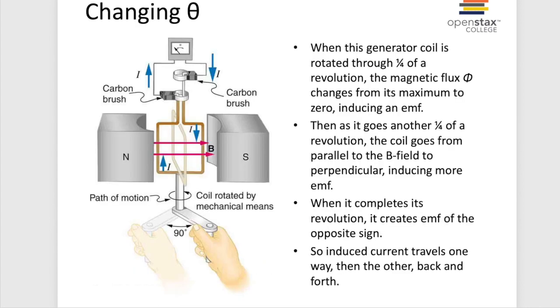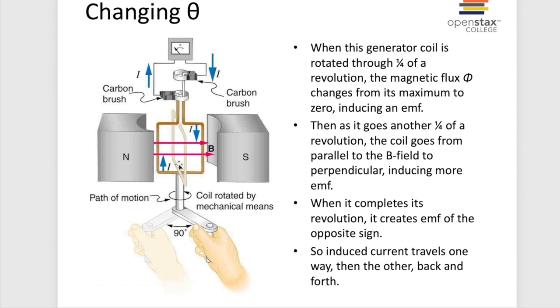All right, on to the new stuff. The actual topic for today: changing theta. I told you you can have a delta phi, a change in flux, by changing the B field, like in my little flashlight I showed you, by changing area, like the problem we just did, but also by changing the angle.